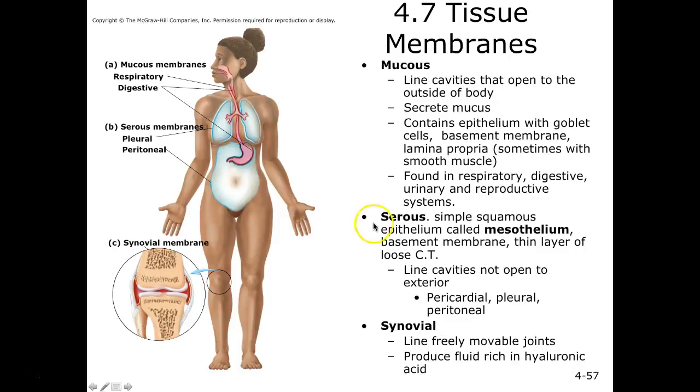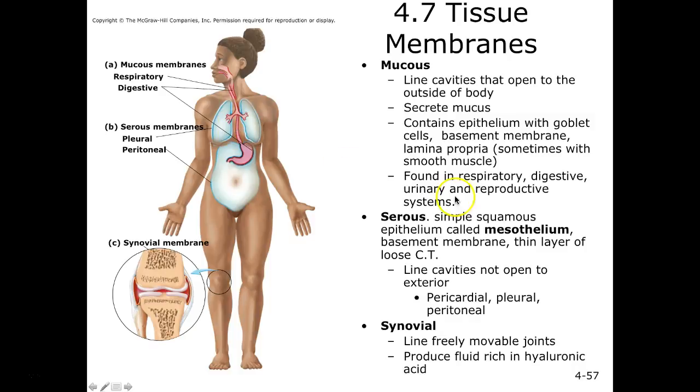Next type of membrane that we have is our serous membranes, and this is the one that we discussed in chapter 1. So remember that in our lungs and our heart and also in our abdomen, we have these serous membranes, and we have specific names for them. For our lungs, it would be our pleural serous membranes. For our abdomen, it would be our parietal serous membranes, and then surrounding the heart, we had that pericardium.